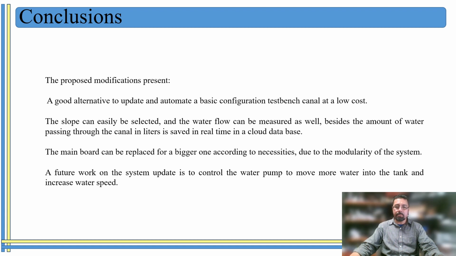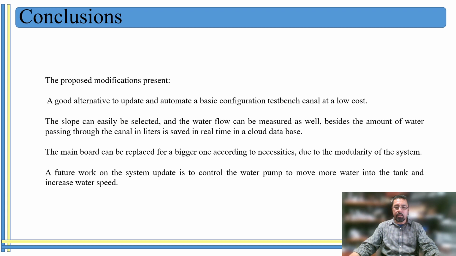This system proved that the slope can easily be selected and can be estimated or calculated with the system that we implemented. And the main board can be replaced with a bigger one or a faster processor in order to have more versatility, and more sensors can be connected. So depending on the needs of teachers and students, this system can be updated and improved.